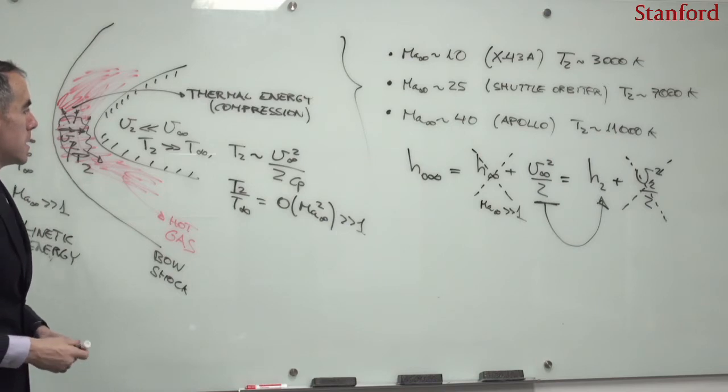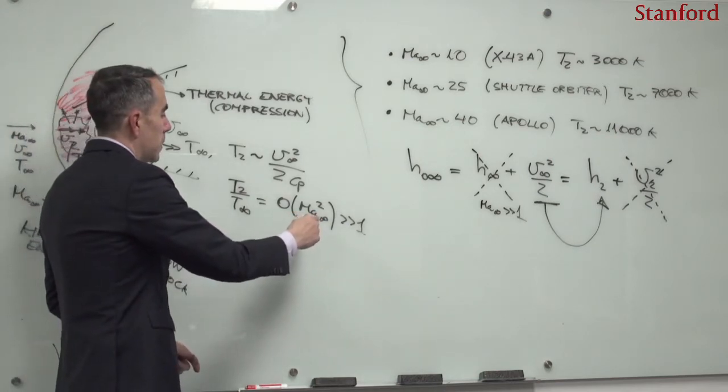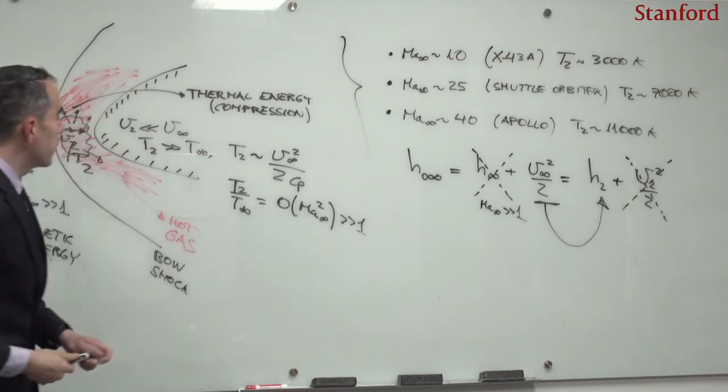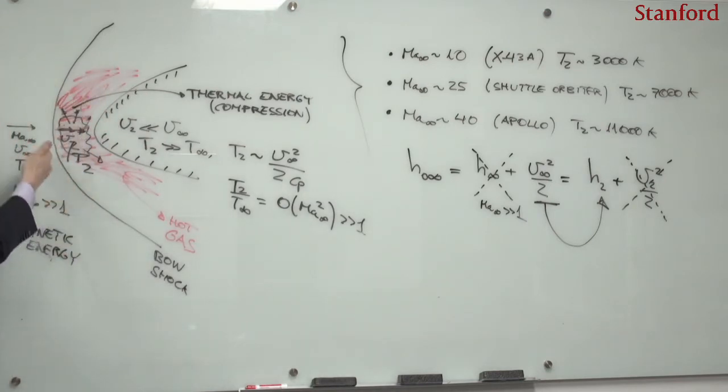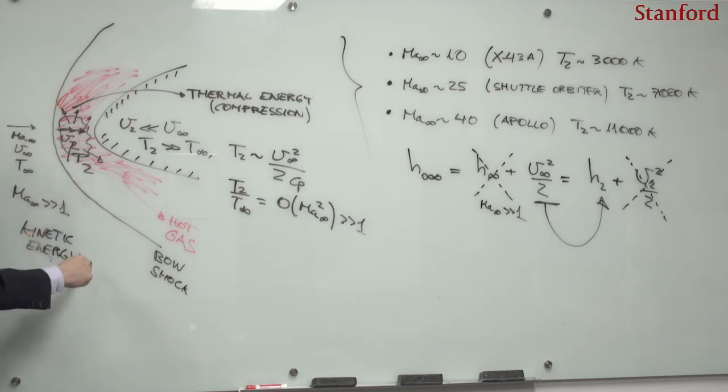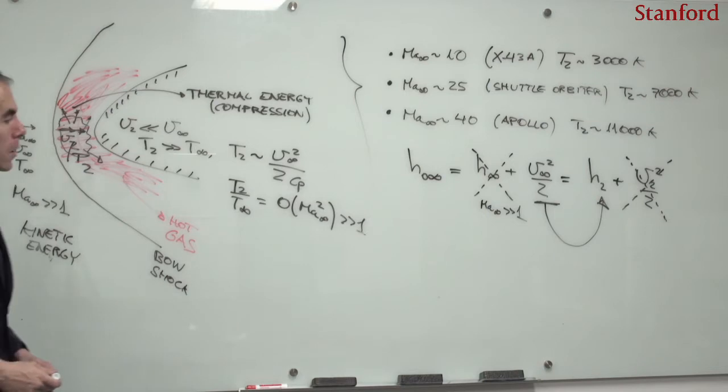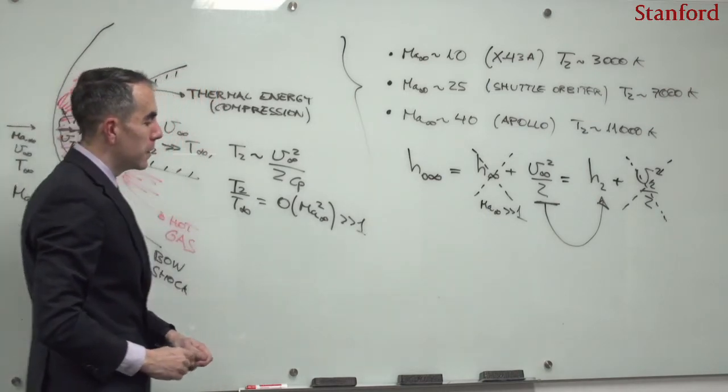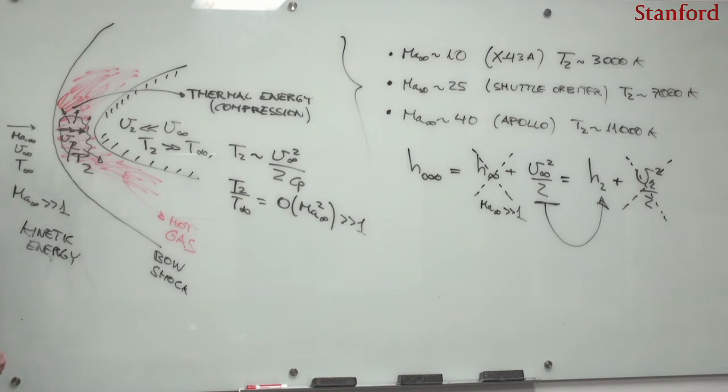So just to summarize here, when a high Mach number flow encounters a shock wave, then the post-shock flow tends to be really hot, and the velocity tends to be very small. That phenomenon leads to a recovery of thermal energy downstream of the shock that elevates the temperature of the gas there. So a similar mechanism occurs in boundary layers.